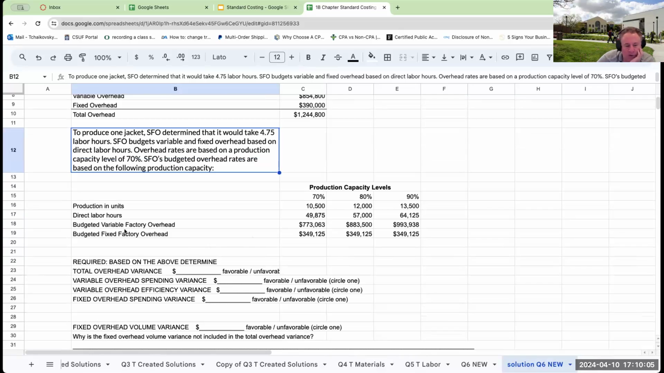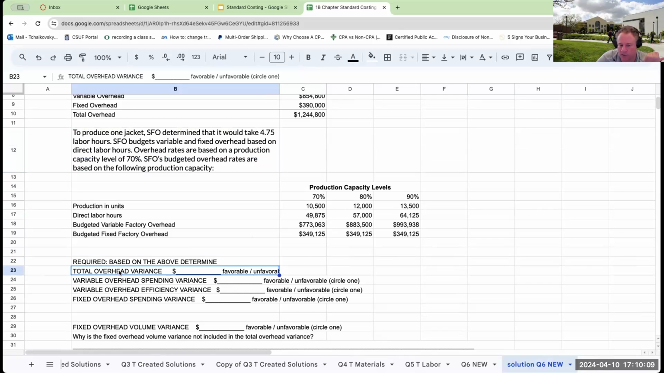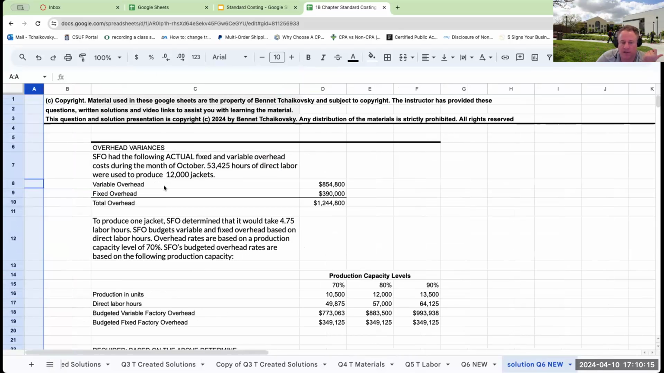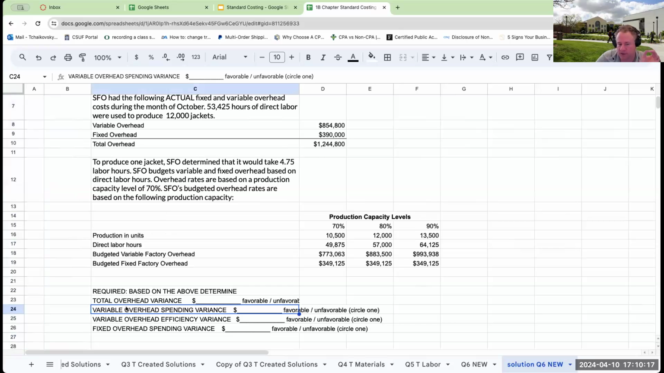We're then being asked to determine the total overhead variance and indicate whether it's favorable or unfavorable, along with the direct labor variance, total overhead variance, variable overhead spending variance, variable overhead efficiency variance, and then the fixed overhead spending variance.